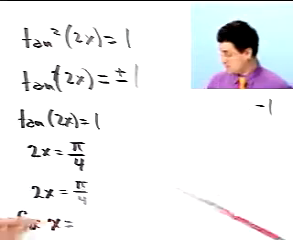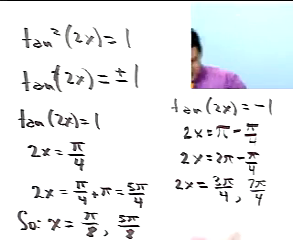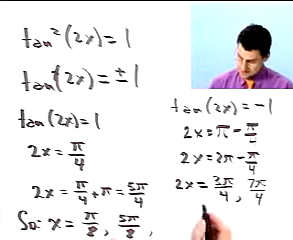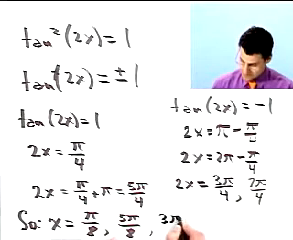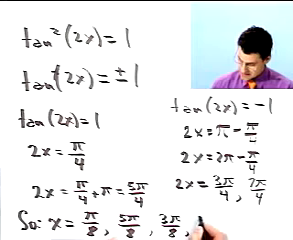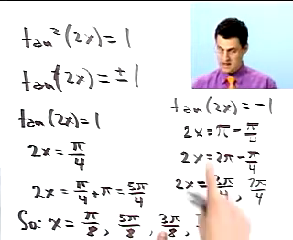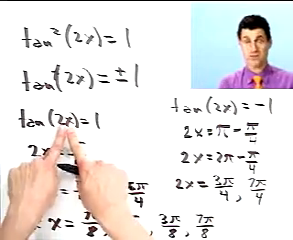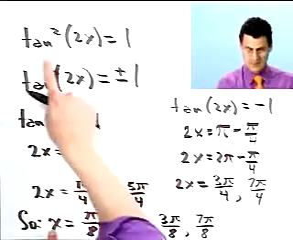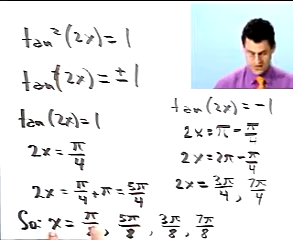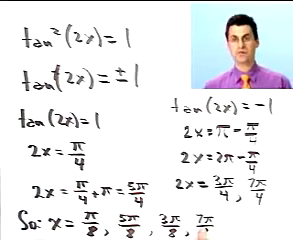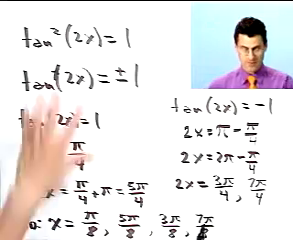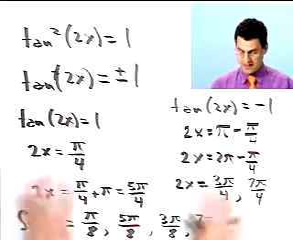So what does x equal? Well, x will equal half of these things. And so what I'm going to see here is 3 pi over 8 and 7 pi over 8. So those are the two answers that make the tangent of 2x equal negative 1. But don't forget the answers that make tangent 2x equal to 1. So in fact, this equation actually has 4 answers in the range from 0 to 2 pi. And I found them by factoring carefully and then looking at the graphs and actually finding the solutions.